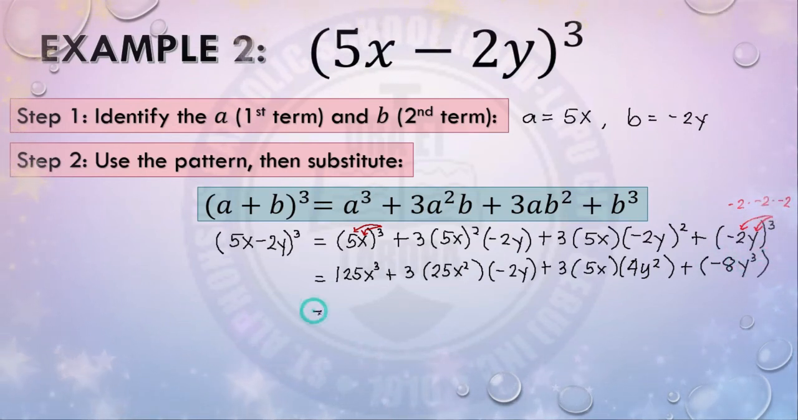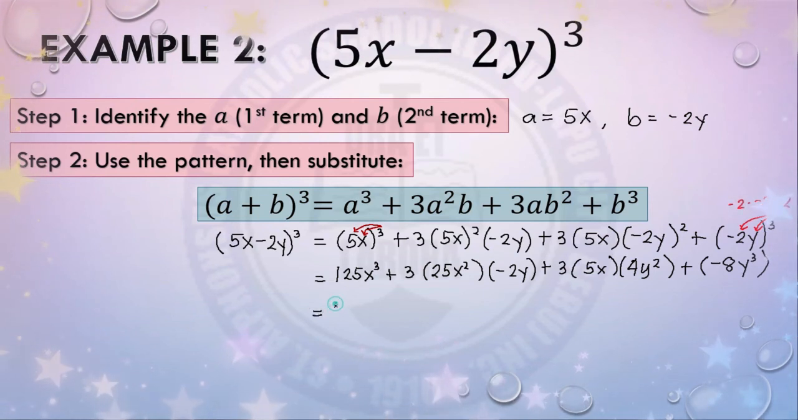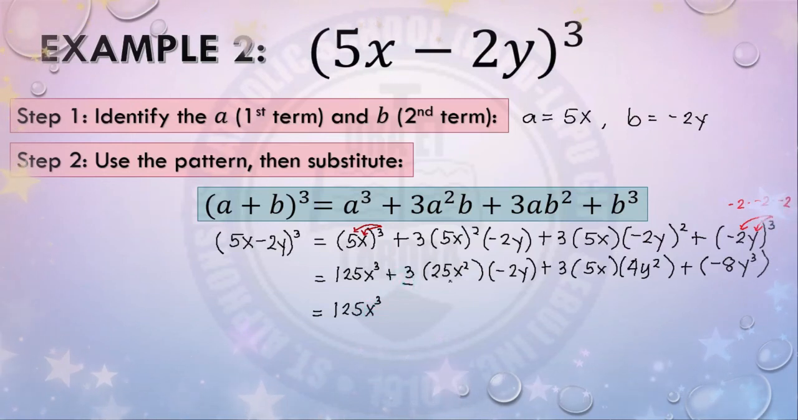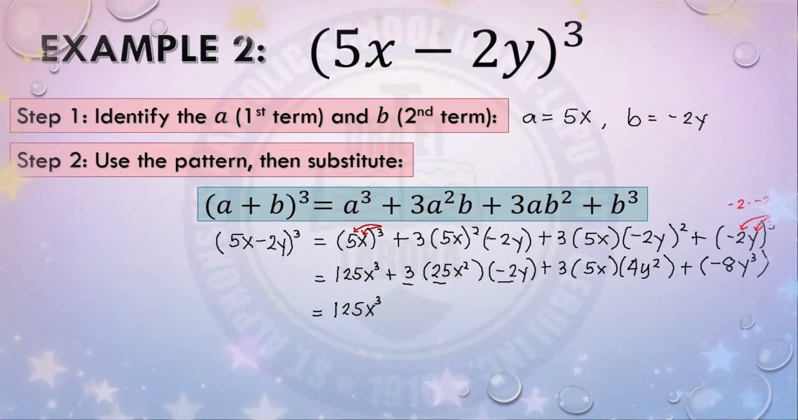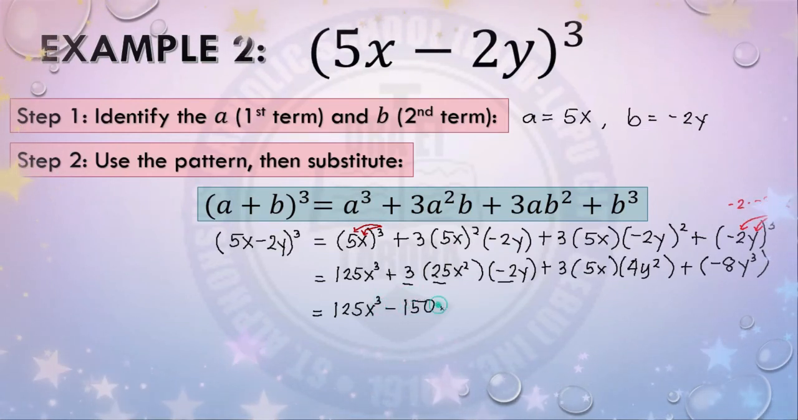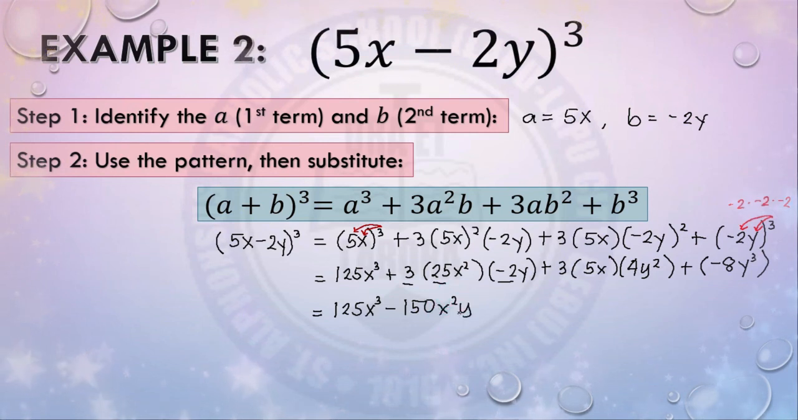Next, we will finalize our answer. This is 125x cubed. 3 times 25 times negative 2. What is the answer for that? Please input your answer below. If your answer is negative 150, then you're correct. Very good. x squared y.